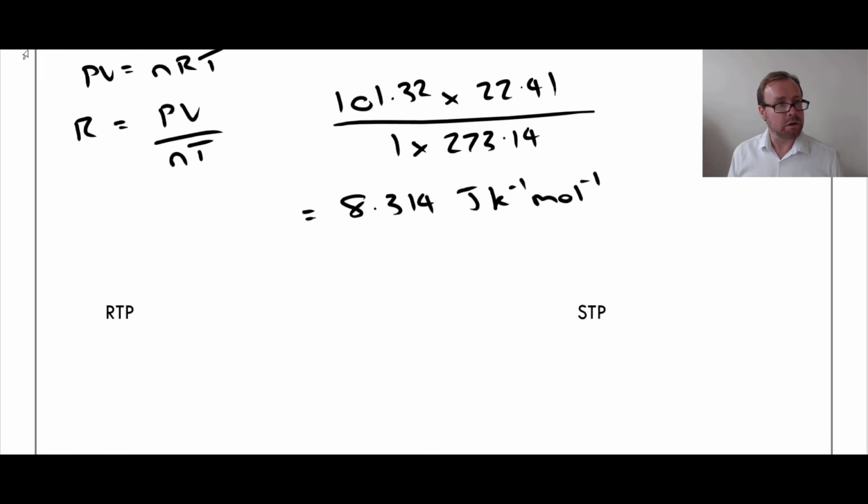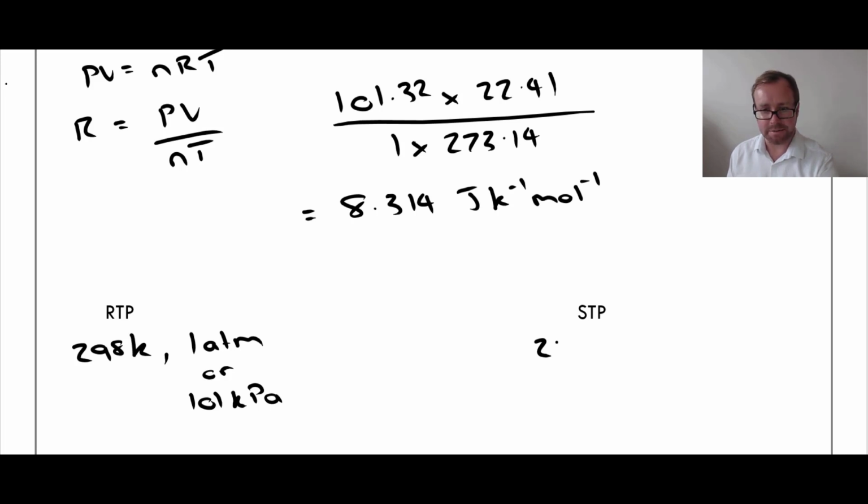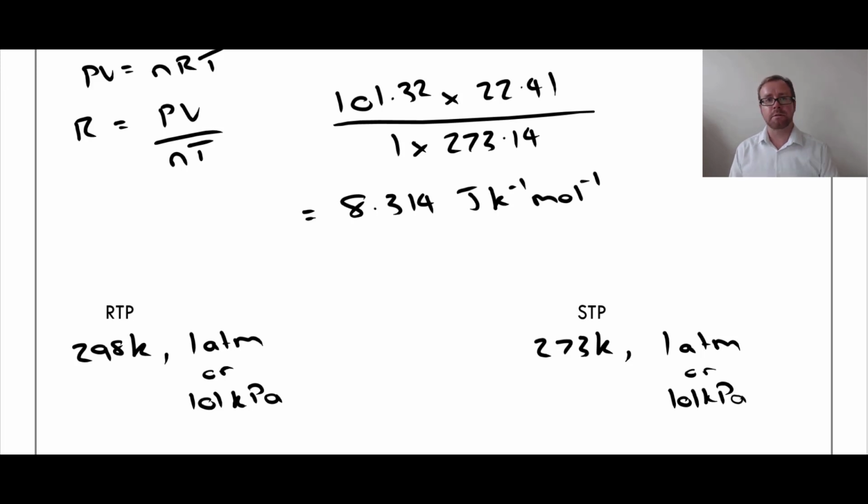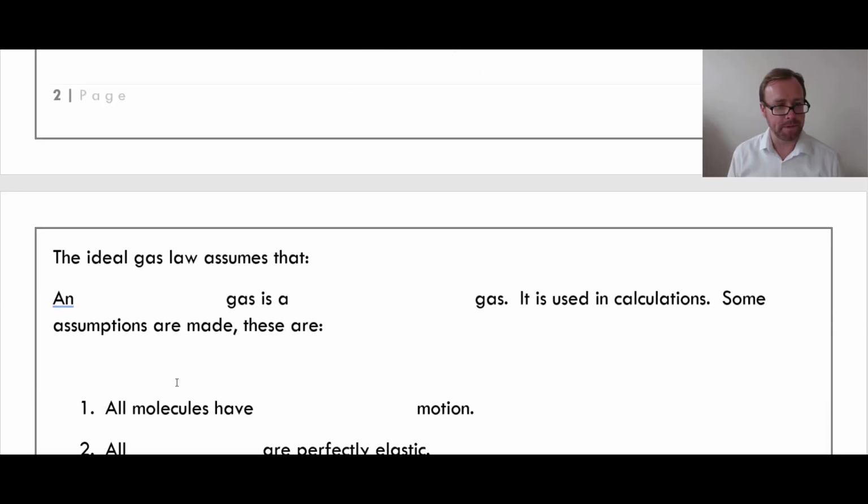Okay, so important is this RTP and STP. RTP stands for room temperature and pressure, and it's usually quoted as 298 Kelvin and 1 atm. And 1 atm can also be written as 101 kilopascals. For standard temperature and pressure, we are given the value of 273 K and 1 atm, or 101 kilopascals. You don't need to remember it, but we might use it in some of our calculations later.